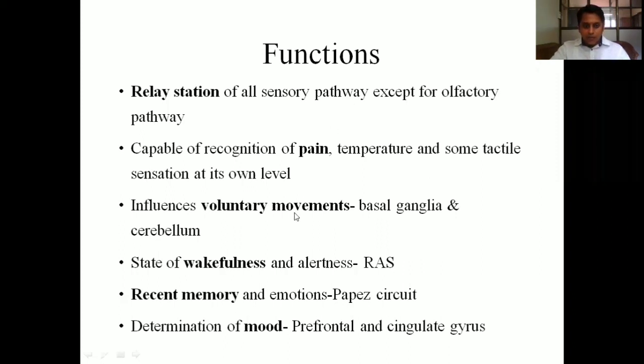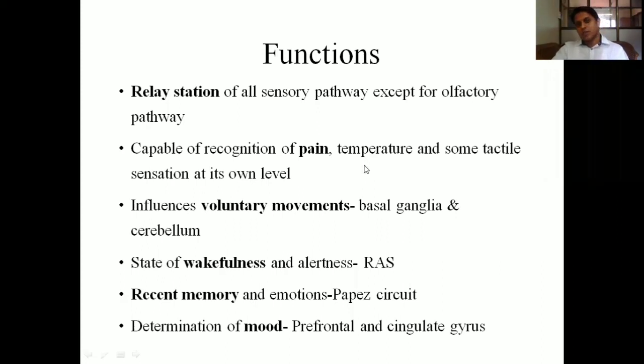And now coming to the determination of mood, which is concerned with the prefrontal cortex and the cingulate gyrus. Which nucleus is the relay center for the fibers going to the prefrontal cortex and cingulate gyrus, concerned with the determination of the mood? If you remember, fantastic, medial dorsal nucleus. Very good. So these are basically all the functions of the thalamus.